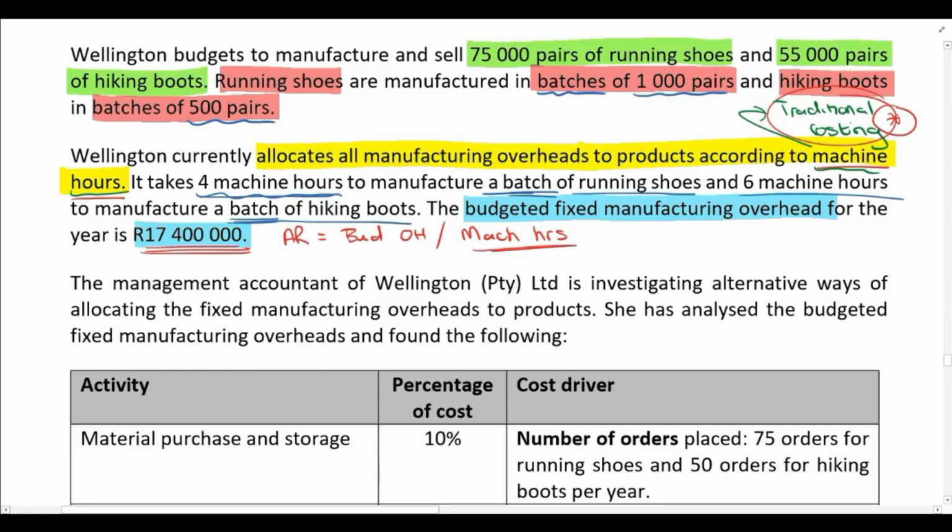Then we've been told that the management accountant of Wellington Pty Limited is investigating alternative ways of allocating the fixed manufacturing overheads to products. Okay, so she is looking at alternative ways of allocating the fixed manufacturing overheads. Okay, so potentially from using traditional costing to now using activity-based costing. And what she's now done is she has analyzed the budgeted fixed manufacturing overheads, and she's found the following. So now she isn't just looking at this cost in total, a total of 17.4 million.